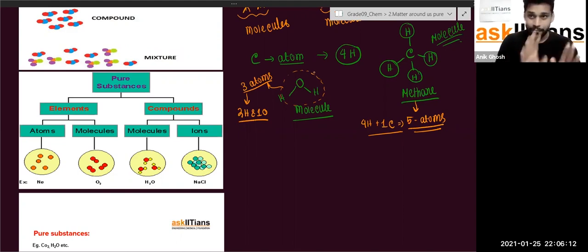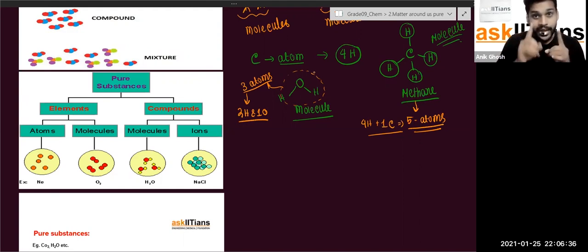So let me clarify these things to you. An atom was 10 to the power minus 9 meter. It was very small. Think about it: 10 to the power minus 9 meter. Now think about it. You need to imagine yourself there.